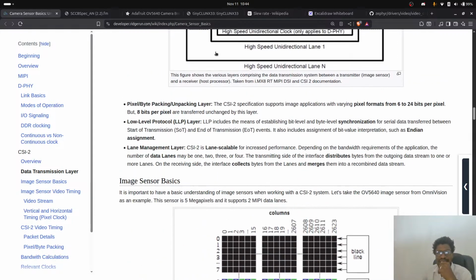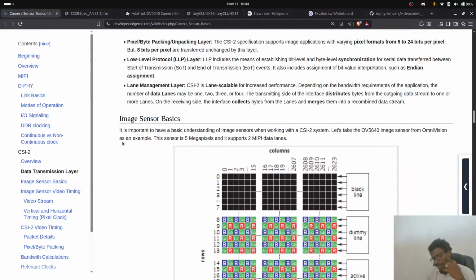And let's read it here. So byte pixel packing and packing layer, the CSI2 specification supports image applications with varying pixel formats from 6 to 24 bits, but 8-bit pixels are transferred unchanged by this layer. Low-level protocol layer includes the means of establishing the bit level, byte level synchronization for serial data transferred between the start of transmission and end of transmission events, and also includes assignment of bit value interpretation such as endian assignment and such and such and so on. So basically, what am I saying here? Or what are they saying?